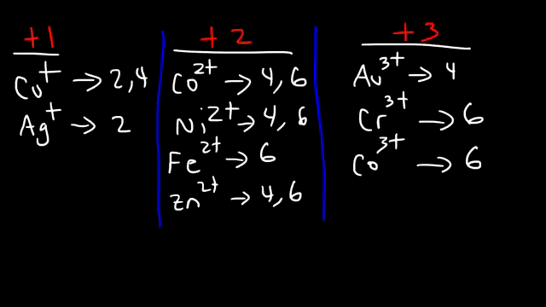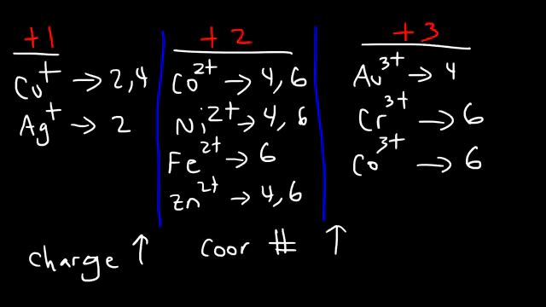So notice the general trend. As the charge on the transition metal ion increases, the coordination number generally increases. And it makes sense, because if a metal ion has a very high charge, it can bind to more ligands. Now you need to be familiar with the different types of ligands.